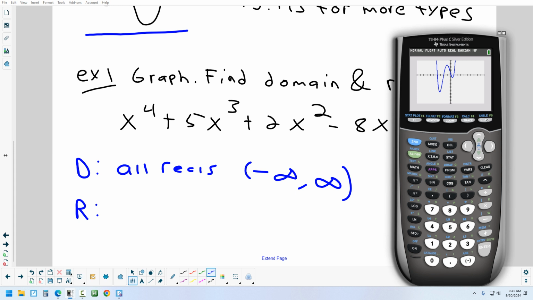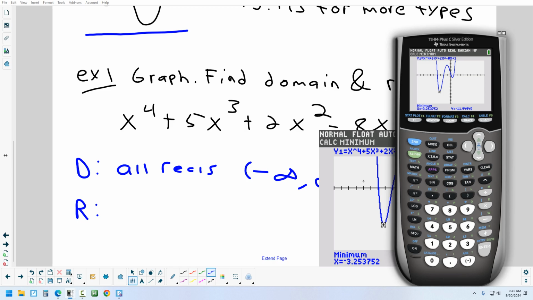How would we figure out the lowest that it goes? Yeah, minimum. We're going to find the minimum on that left-hand side. So second calc, minimum. And it's going to ask you 3 questions. Pick a point to the left, to the right, do your guess.